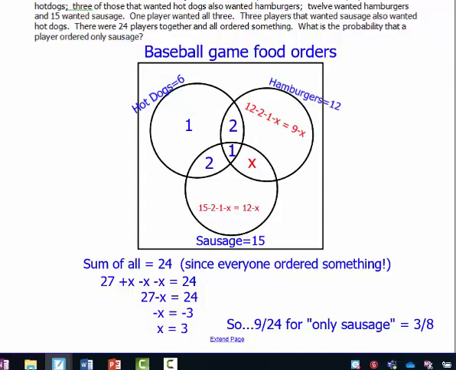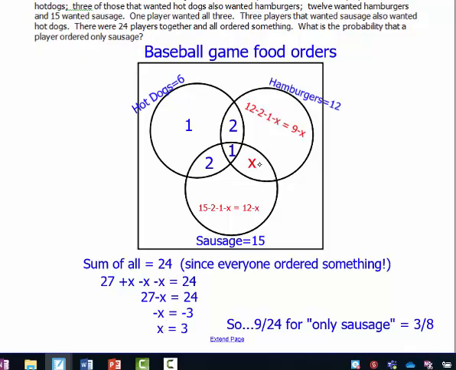So here's my solution with my final Venn diagram. Everyone ordered something. So if I take all of these sections together, this section here is going to be 6, and then I had 9 here and 12 here. So that's 27, and then I'm adding x minus 2x. So basically I get x equals 3, and then I can fill in the rest of it.